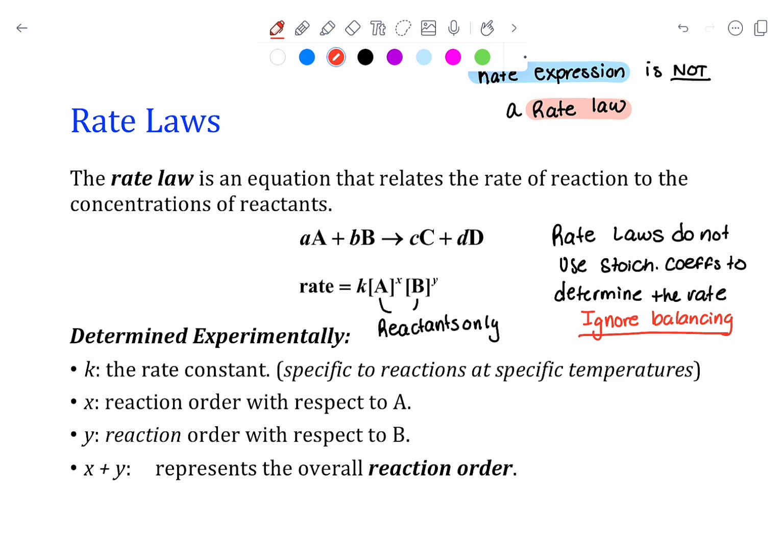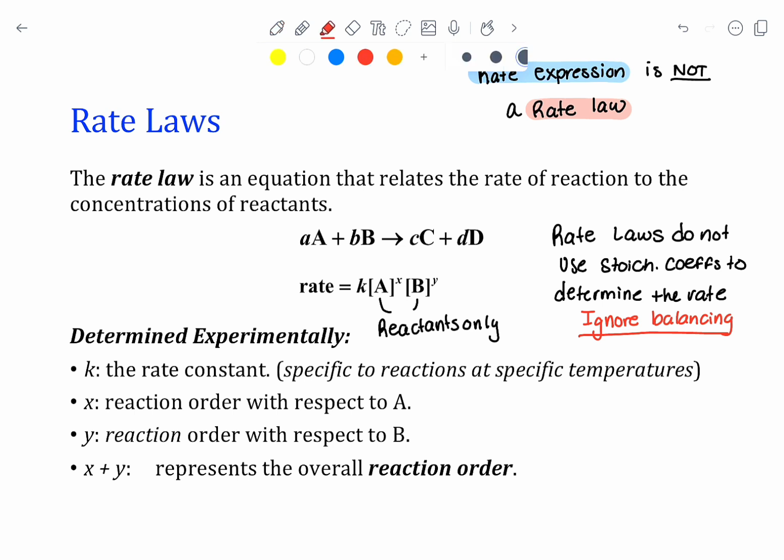So the reaction rate is equal to K times the concentration of A raised to the X times the concentration of B raised to the Y. Now, if we only had one reactant, then it would only be A. If we had three reactants, then we would add a third variable. Okay, this is again just a generic equation. But let's define our variables.